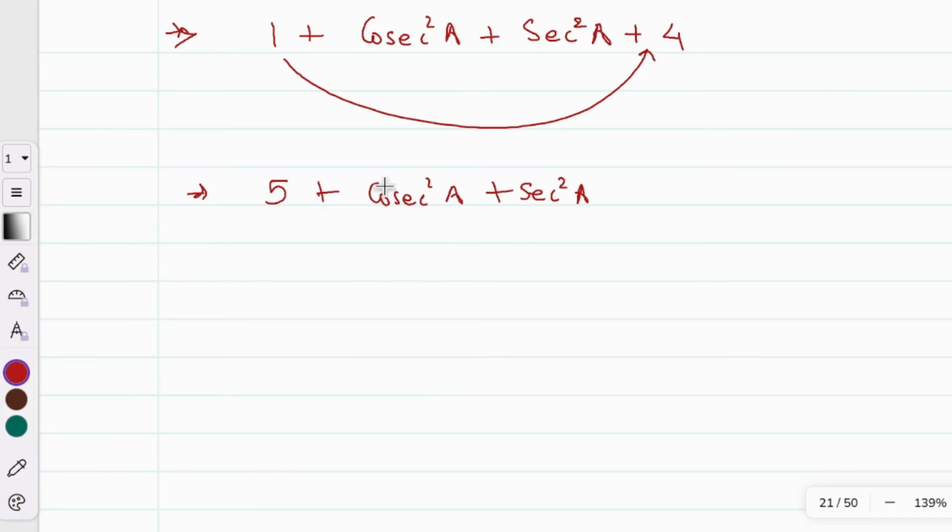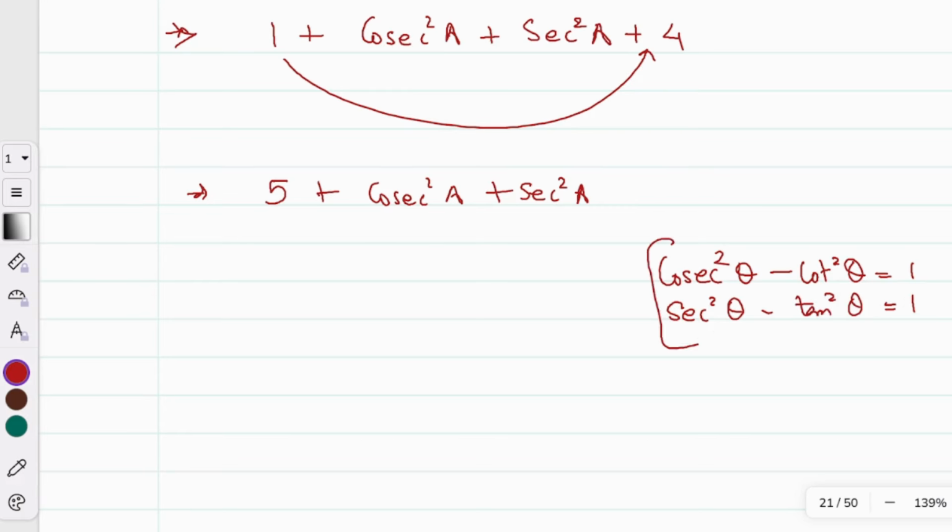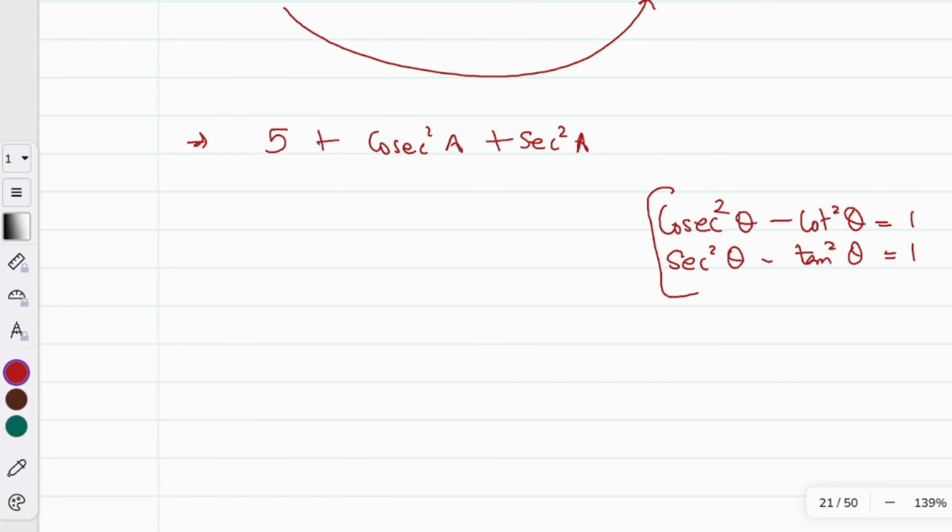I can again rewrite the value for cosec square theta. What was the equation that we have already formulated for cosec square theta? Cosec square theta minus cot square theta equal to 1, right? Then the next equation that we have formulated is sec square theta minus tan square theta equal to 1. These are the two equations that we have learned today. So from this equation, cosec square theta can be written as 1 plus cot square theta, right? And sec square theta can be written as 1 plus tan square theta.